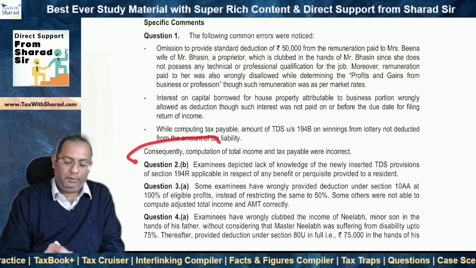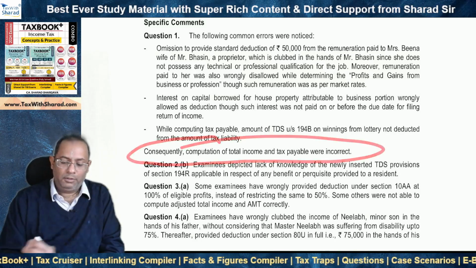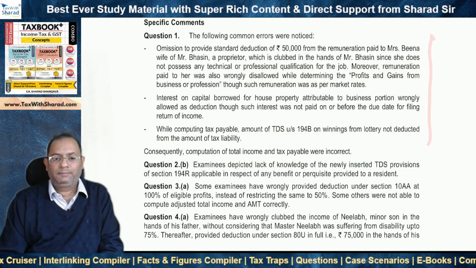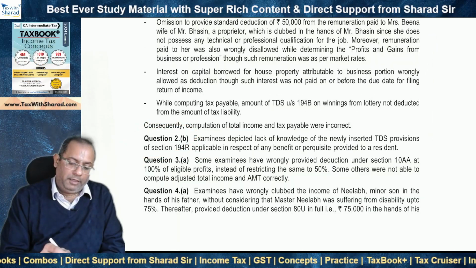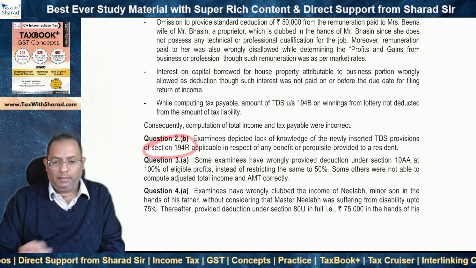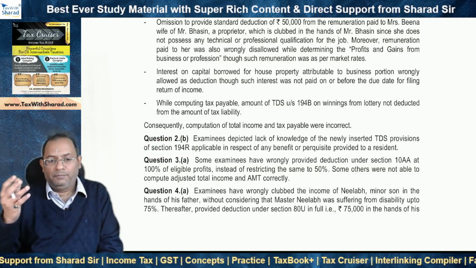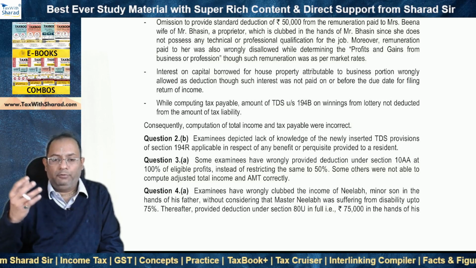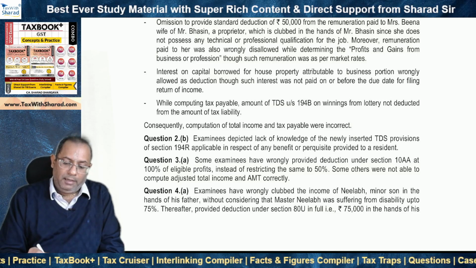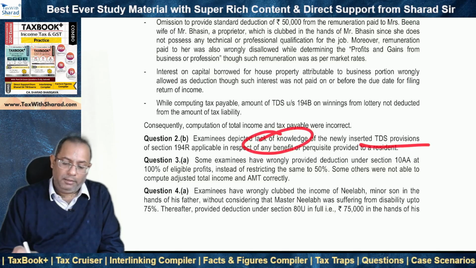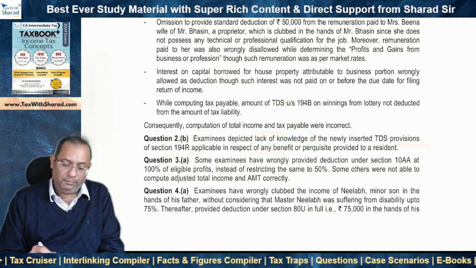And consequently, the computation of total income and tax payable was incorrect on account of these three mistakes. The next one is on question 2B. And this question was in relation to TDS under section 194R, where there was this point with regard to social influencer. And the comment is that examinees depicted lack of knowledge of newly inserted TDS provisions under section 194.